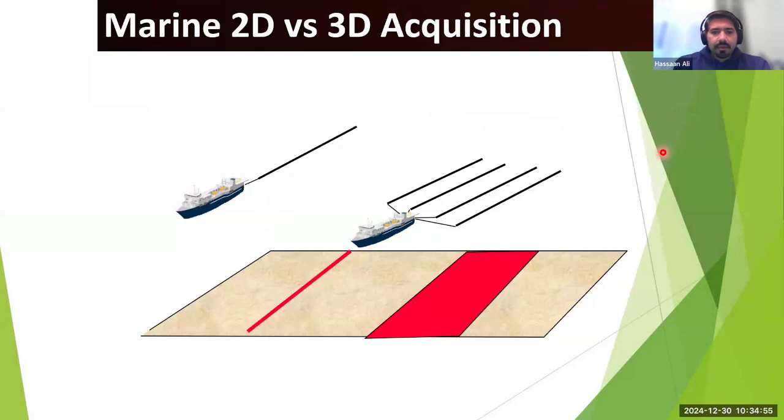This is what we call 2D and 3D seismic operation. In 2D seismic operation, there is just one array of hydrophones. In the 3D seismic operation, there are multiple arrays of hydrophones.